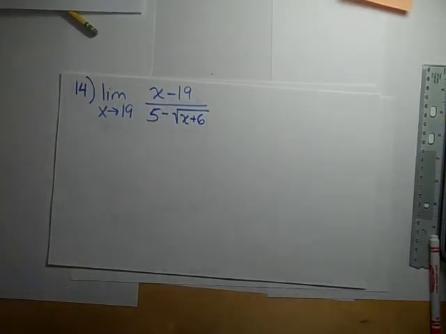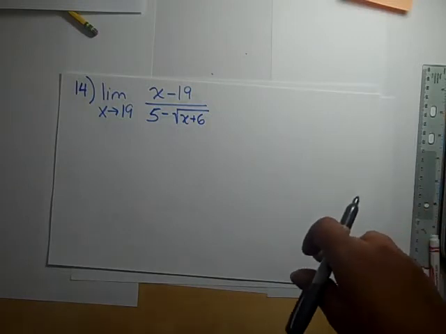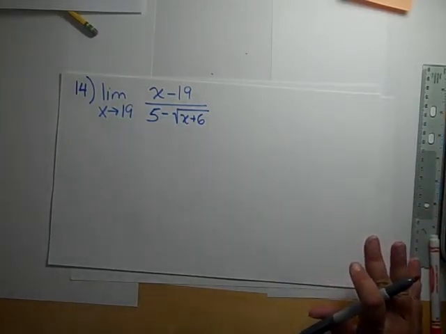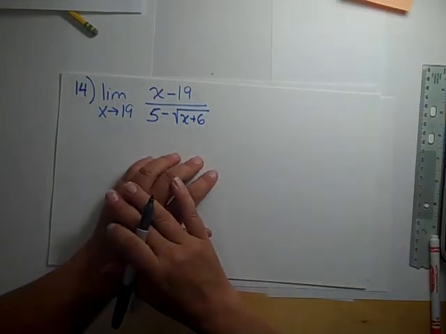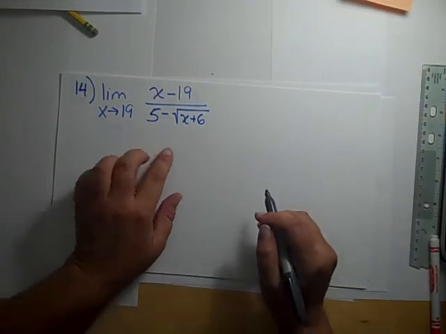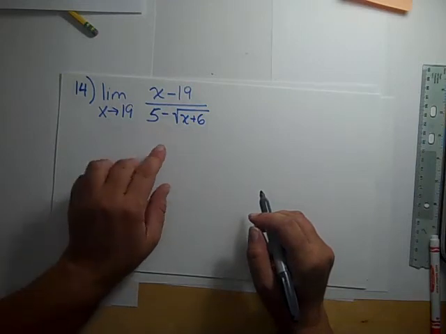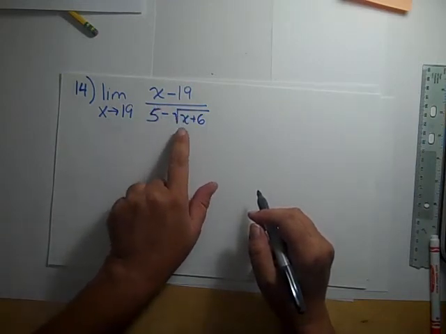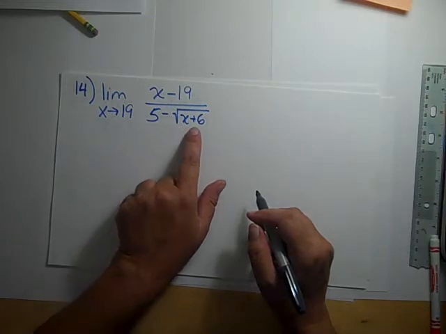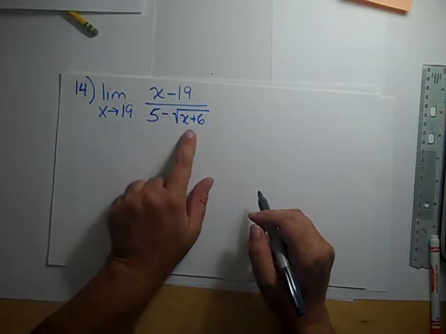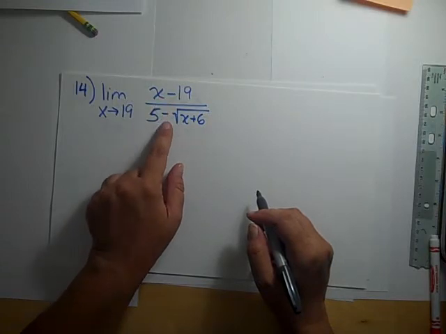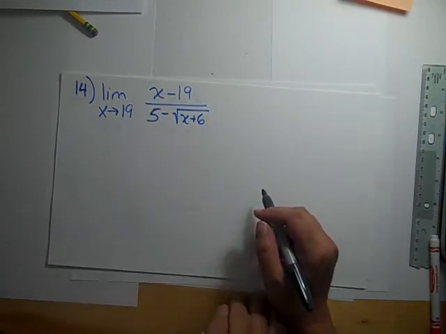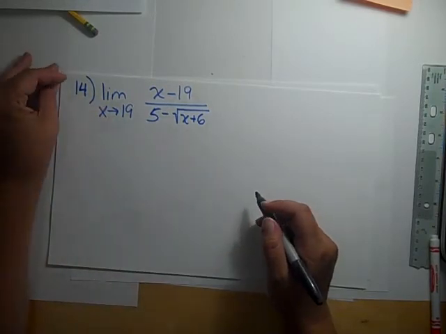Okay, let's continue the Chapter 1 review worksheet, and this video starts with number 14. Number 14 is the limit as x approaches 19 of this function. If you plug in 19, you get 0 on the top, and then you get 5 minus the square root of 19 plus 6. That's 5 minus the square root of 25, so you get 0 over 0. Always make sure you plug in first. Since we got 0 over 0, we know there's work to do.